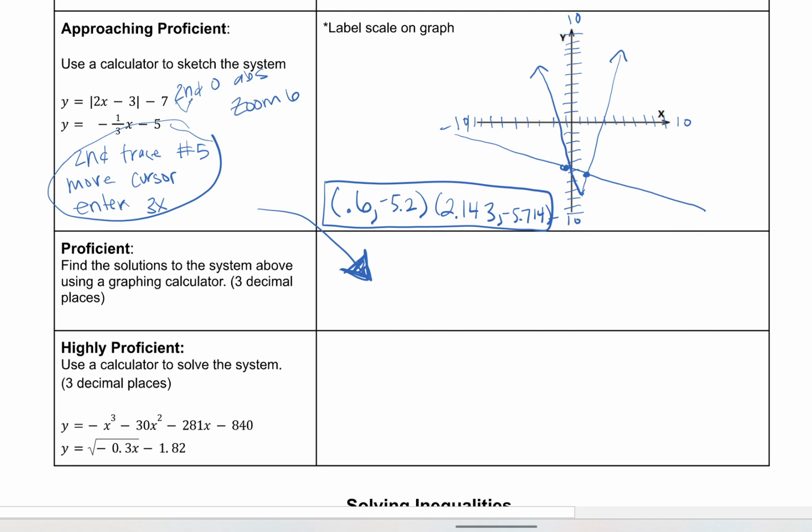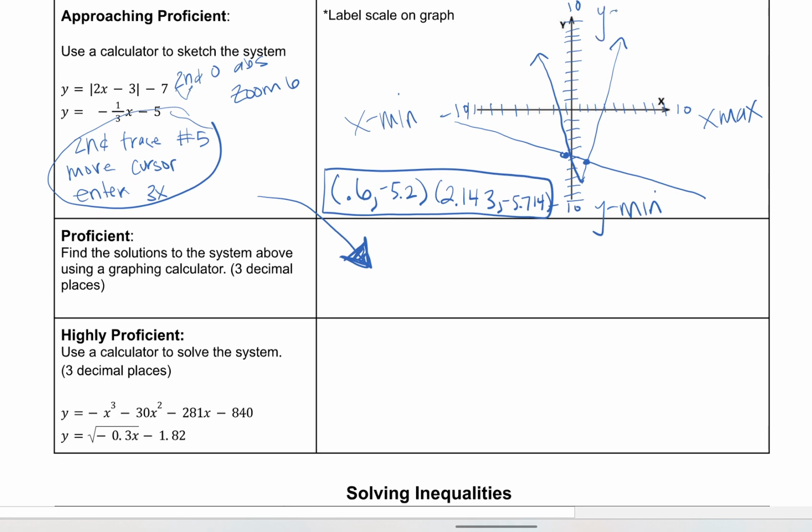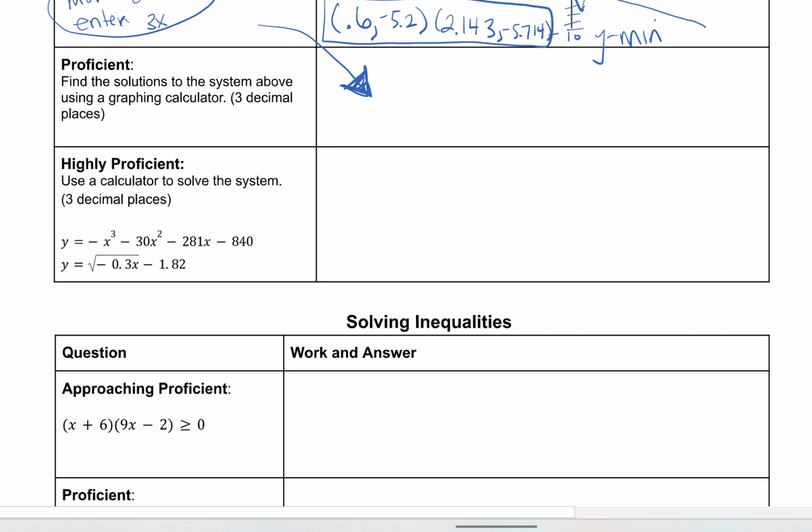So to get the points for approaching proficient, all you have to do is get that window right, and you might have to change your window. So remember, these are the x min and the x max, and then the y min and the y max. If you couldn't see the bottom of this V, you would have to move your graph down a little bit so that you could see it.